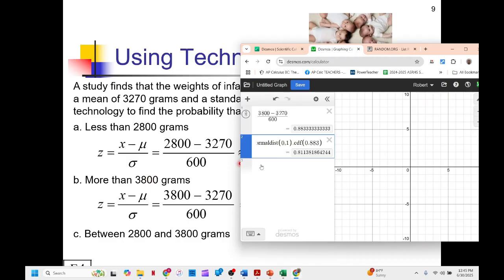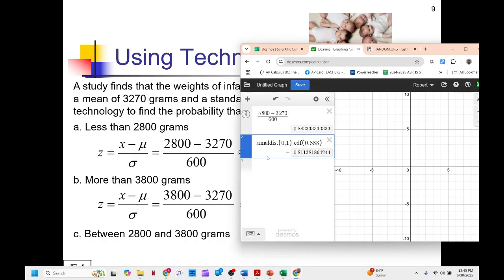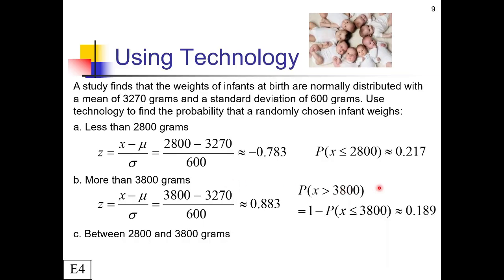If I want the stuff to the right, then I need to take the complement of this and subtract it from 1. So the way I've written it out here is I need to do 1 minus the probability of x less than or equal to 3,800, which is what I just found. To do that here, I can go to the beginning of this normal dist entry and put a 1 minus all that in there, and I get the complement of 0.189. So about 18.9% of infants are going to be more than 3,800 grams.